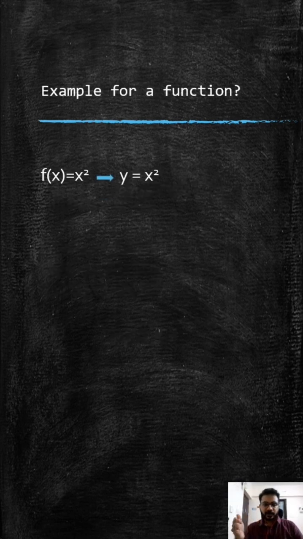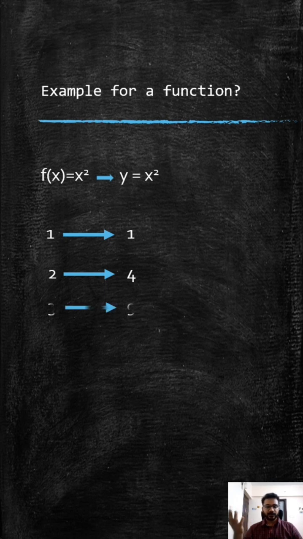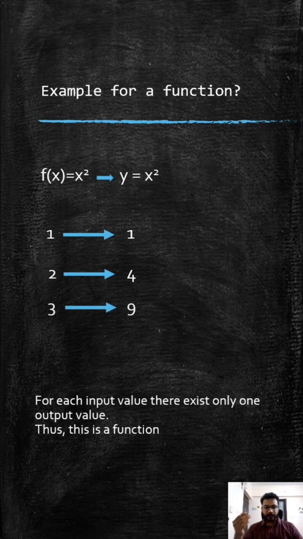Here is another example of a function, f of x equal to x square, which can be written as y equal to x square. So when we give input 1, output is 1. When input is 2, output is 4. When input is 3, output is 9. So here for each input value, there exists only one output value. And for another example, minus 3 input, the output is 9. So here for minus 3 and plus 3, output is 9. But for each element in the input, there exists only one output. This is a crucial point. So this is an example of a function.